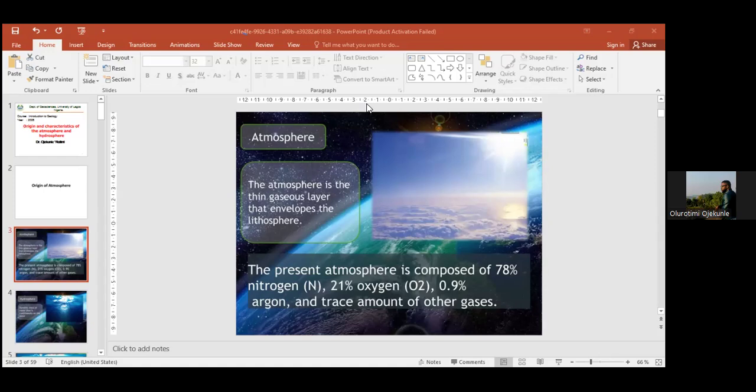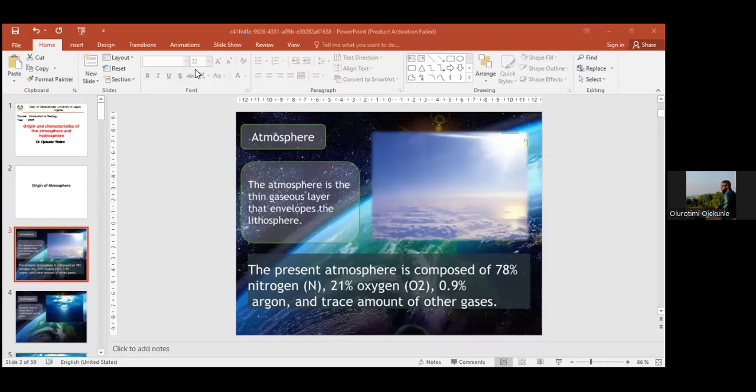So from what is written here, it says the atmosphere is the thin gaseous layer that envelopes the lithosphere. It's a way of telling you that the atmosphere is just on the surface, not within the subsurface.